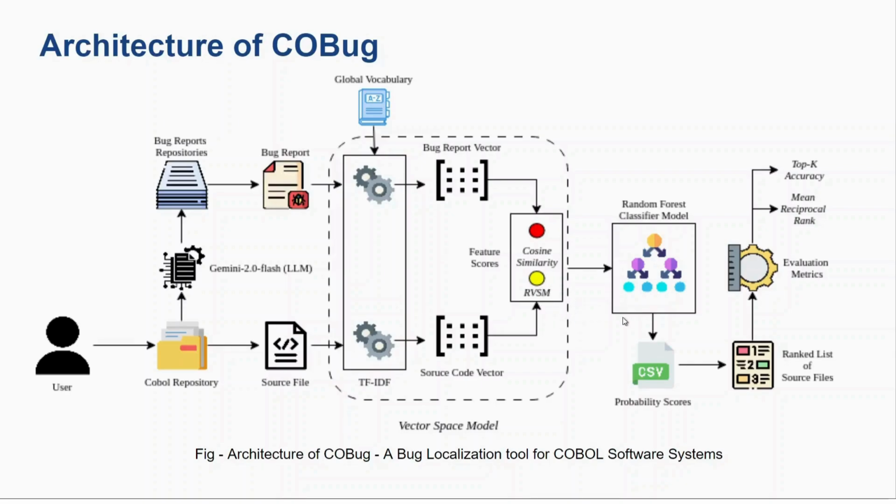Model training. With the extracted features, the tool trains a random forest classifier to predict which files are most likely to have the bug summary or bug description. Model evaluation. The tool evaluates the model using top K accuracy and mean reciprocal rank, MRR, to ensure its reliability.